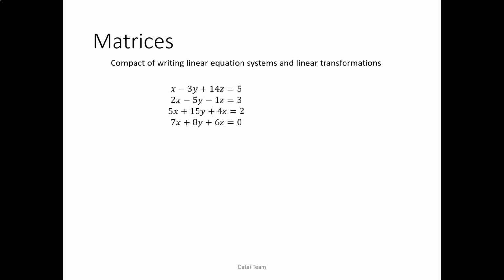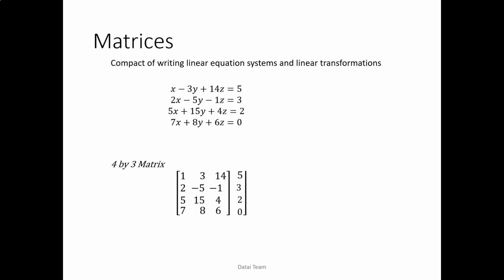Let's look at this linear equation system. We have x minus 3y plus 14z equals 5, 2x minus 5y minus 1z equals 3, 5x plus 15y plus 4z equals 2, and we have 7x plus 4y plus 6z equal to 0. We have 4 rows and 3 columns, so our matrix will be a 4 by 3 matrix.